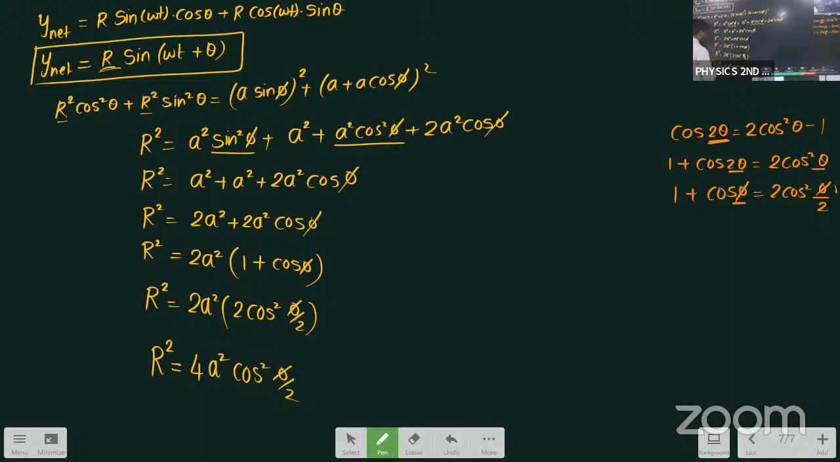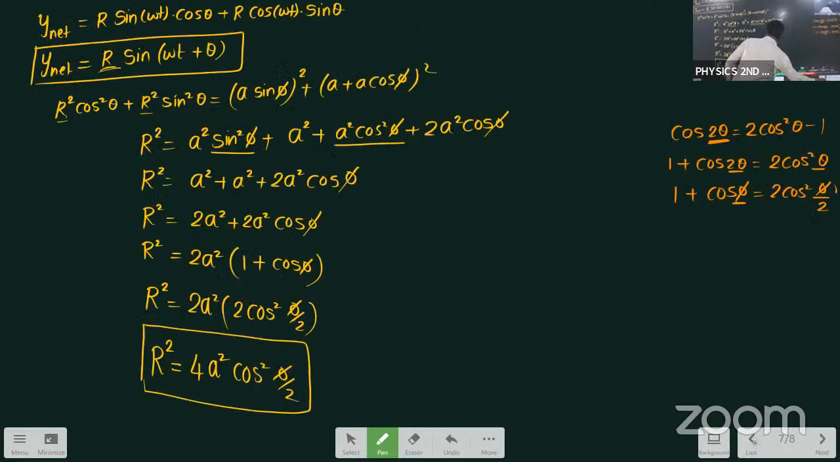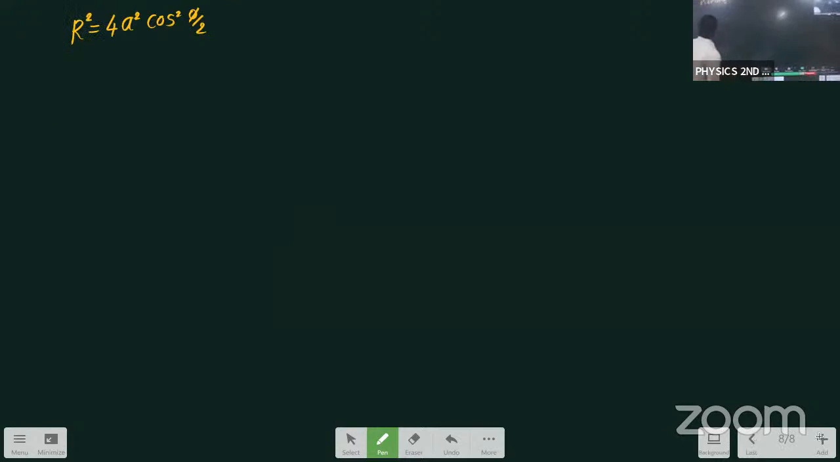So this is our final formula for resultant amplitude. But I want to know the intensity. What is the answer we got? I got the final expression as R square is equal to 4A square cos square phi by 2. Now, what is the relation between intensity and amplitude?